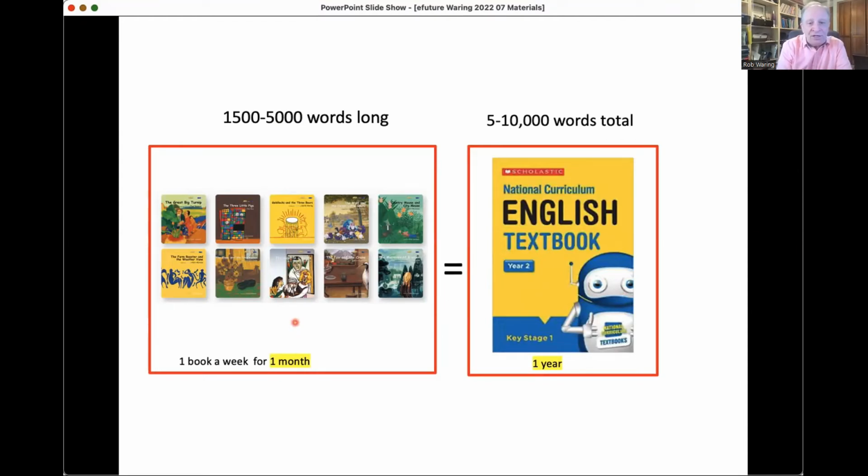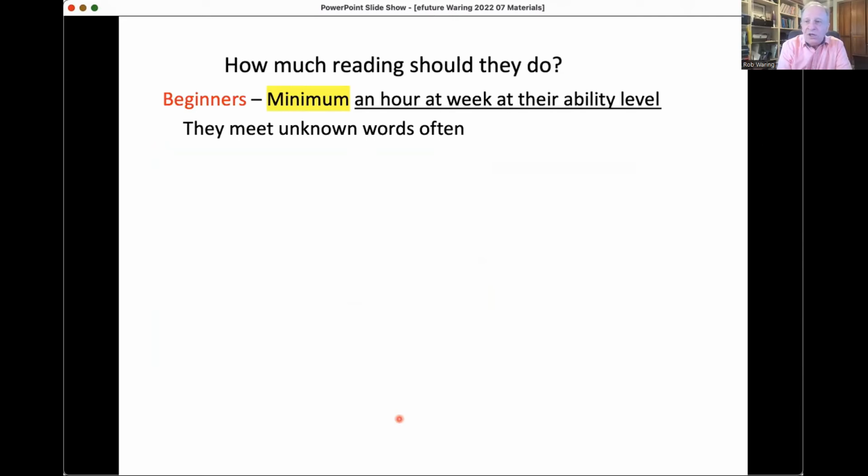So how much reading should students do? Well, we know beginners need at minimum an hour a week at their ability level. Why do we say that? Because we know how frequently certain words occur, we know how often they need to be met, and we know how quickly they're going to be forgotten. So we need to balance: before it's lost, when do we need to meet the language again? And for beginners, because of the structure of English, it's about an hour a week at their ability level.